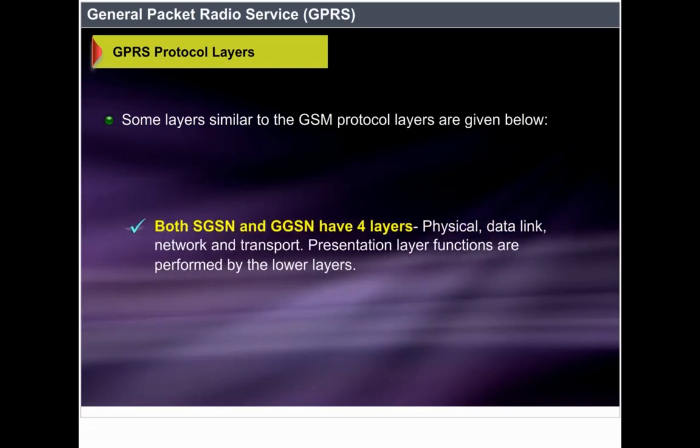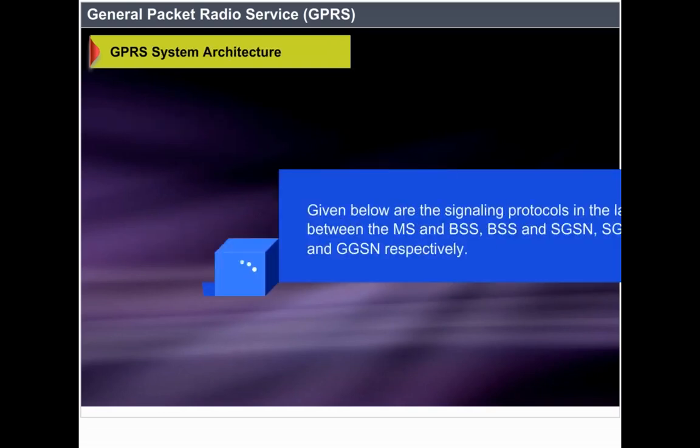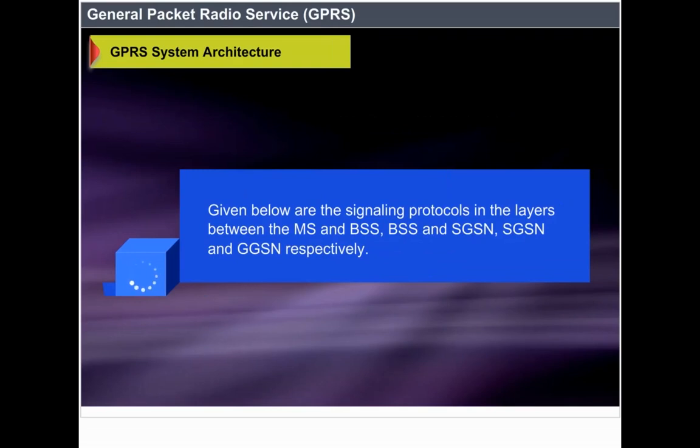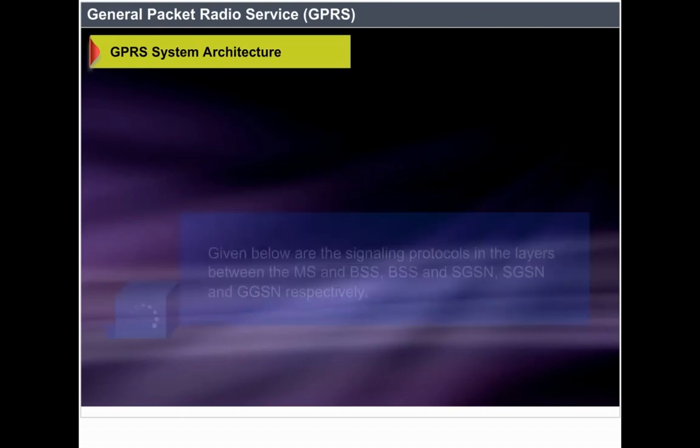The SGSN and GGSN have 4 layers: physical, data link, network and transport. Presentation layer functions are performed by the lower layers. Given below are the signaling protocols in the layers between the MS and BSS, BSS and SGSN, SGSN and GGSN.